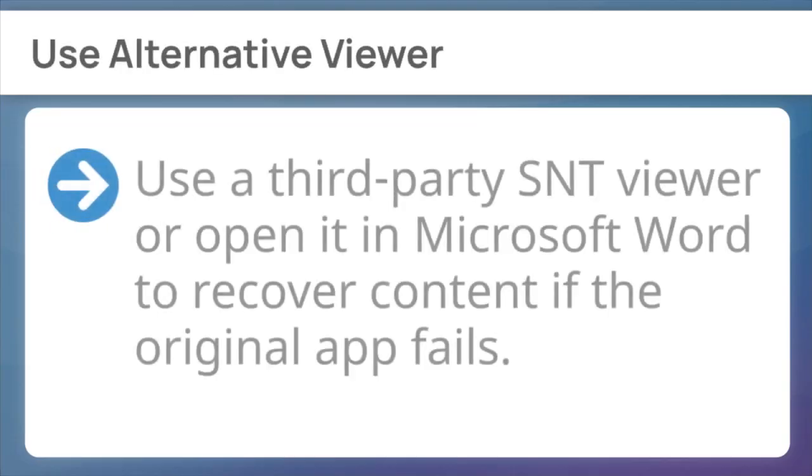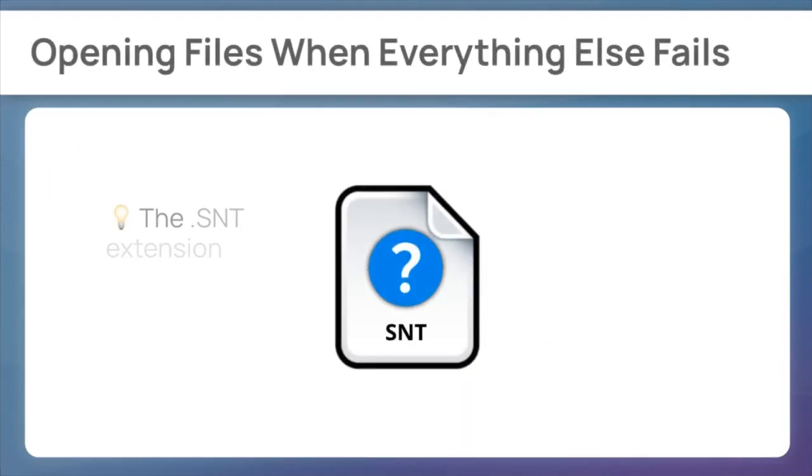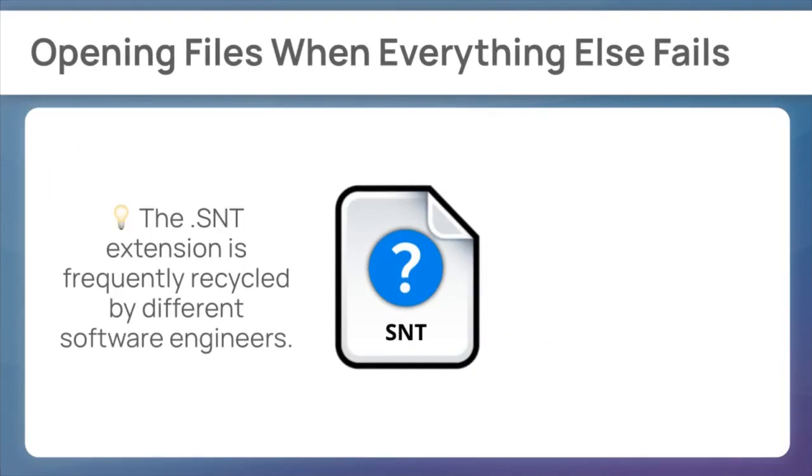Finally, use Alternative Viewer. Use a third-party SNT viewer or open it in Microsoft Word to recover content if the original app fails. Since thousands of developers share extension names, your SNT file may belong to a different program than the ones currently on your PC.